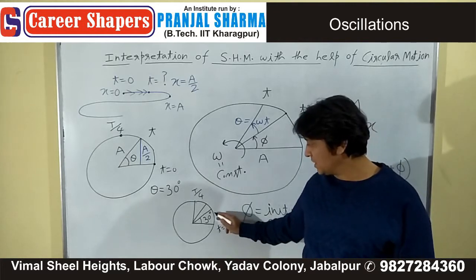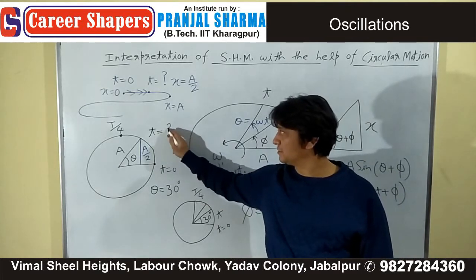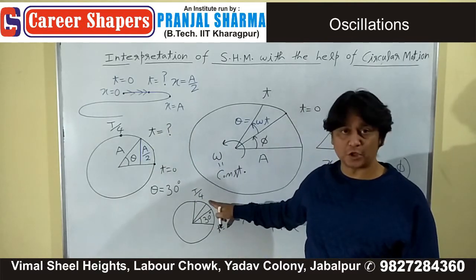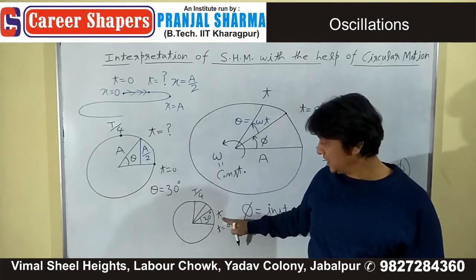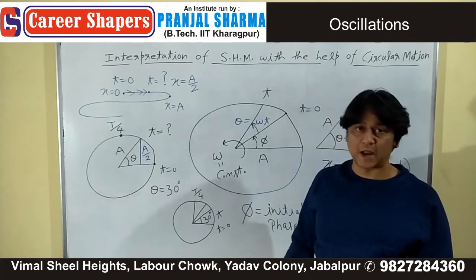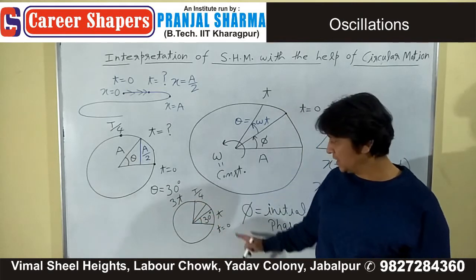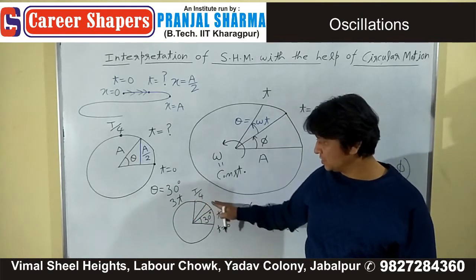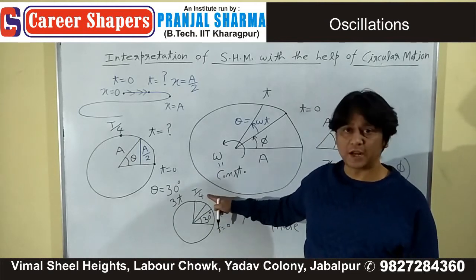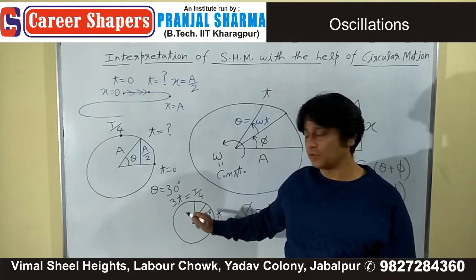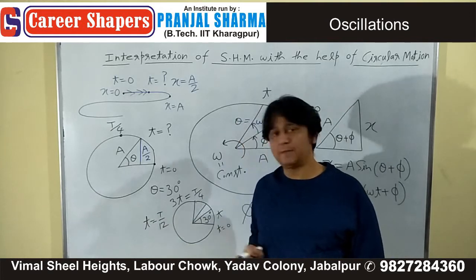So if you say that time for this portion is t, which we need to find, then time for this portion is also t. Time from here to here, that is also t. t, t, t. What is the total time? 3t. What is 3t? Time to reach this position starting from this position. But you already know that time. That time is T by 4. So 3t equals T by 4. This gives you t as T by 12.